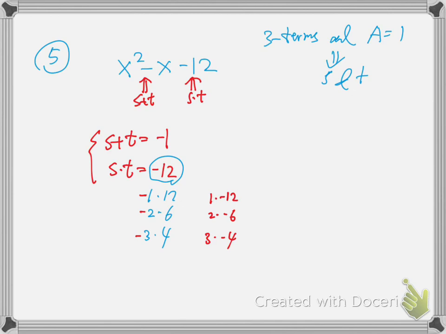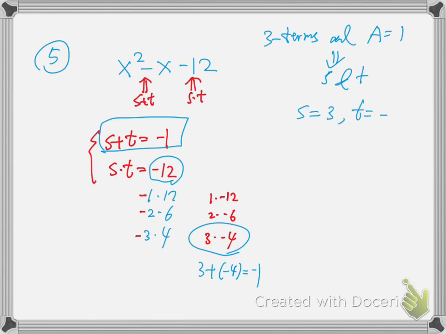Now which pair gives us the sum negative 1? This is the pair, right? 3 plus negative 4 is negative 1. So the other pairs don't give us a sum of negative 1. So we got s is 3, t is negative 1.